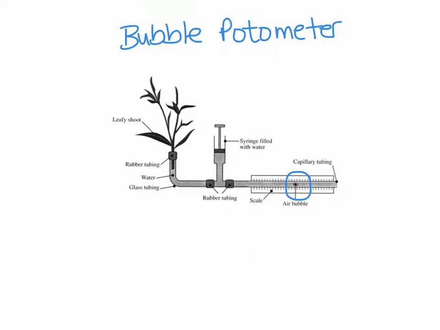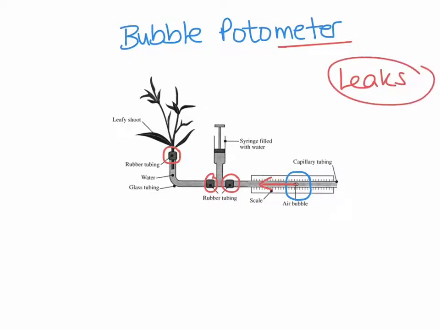The word meter means it's measuring something. So what are we going to measure? We're going to measure the distance that the air bubble moves along the scale. When we're setting this apparatus up, it's really difficult because there's lots of joints here, and we need to be very careful and make sure that everything is watertight and airtight, that there's no leakages, because leaks are the main difficulty with this apparatus.